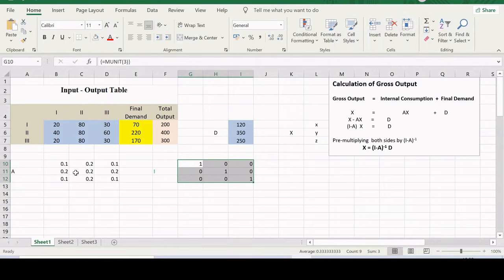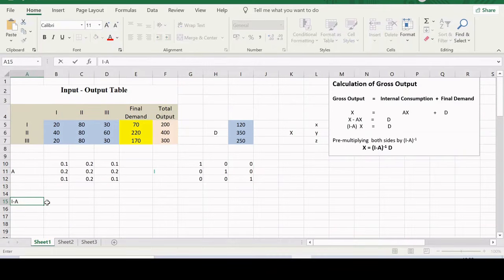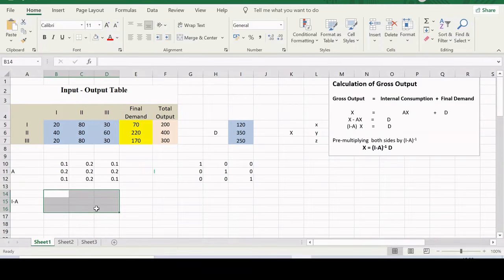So we have matrix A, we have matrix I also, and now we can easily calculate the Leontief matrix, which is I minus A matrix. To subtract the two matrices in Excel, we first have to select the range for the resulting matrix, that is, after subtracting the two matrices what will be the order of the resulting matrix. We know that A and I are of order 3 by 3, so their subtraction will also result in a matrix of the same order.